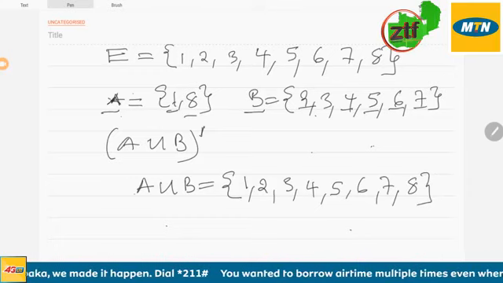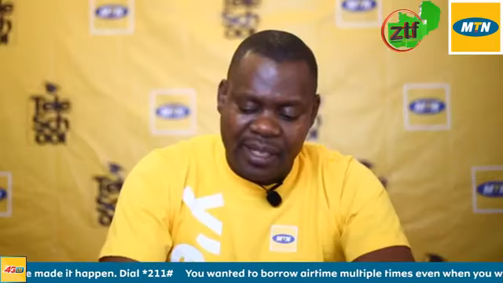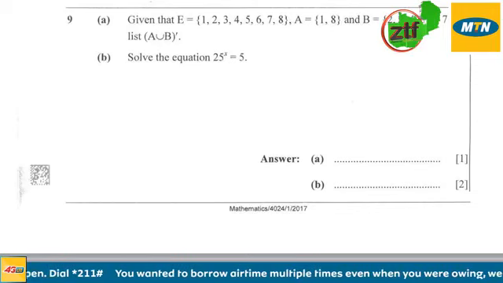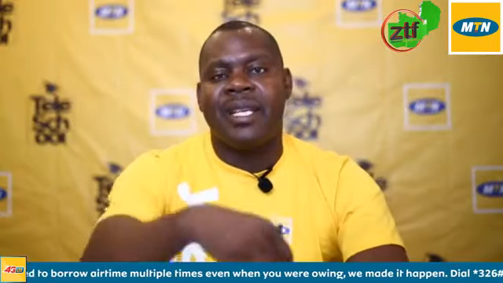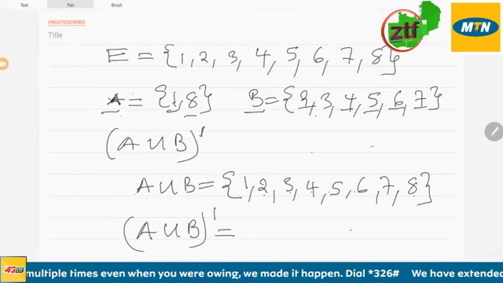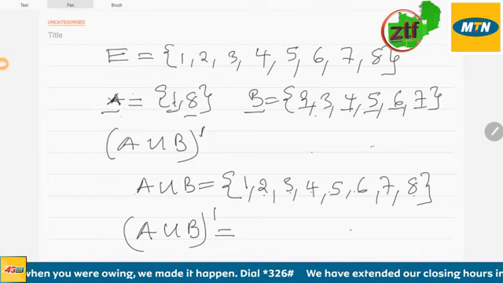These are the elements of A union B. But the question is asking us to find the elements of A union B complement. So what elements are not in A union B? Those are the elements that we want, but they are found in the universal set. In A union B, we have 1, 2, 3, 4, 5, 6, 7, 8. In the universal set, we have 1, 2, 3, 4, 5, 6, 7, 8. So A union B complement is simply an empty set.